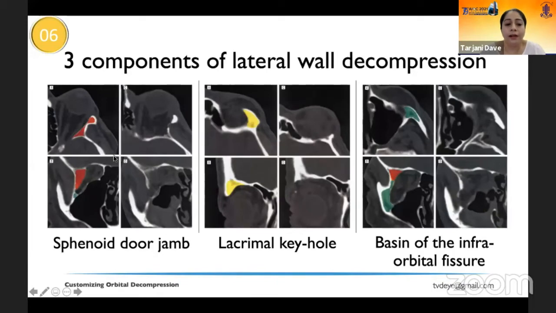There are three areas of your lateral wall. The lacrimal keyhole where you begin your drilling, the sphenoid door jamb or the extreme posterior part where you actually want to remove the entire cortical and medullary bone and expose the middle cranial fossa dura so that you have maximum reduction in the proptosis as you see in the postoperative scans over here. And finally, you approach the basin of the inferior orbital fissure. You know that the geometric shape of the orbit is such that expanding the basin gives you some more recess for the fat to flow into the pterygopalatine fossa and give you maximum effect of decompression.